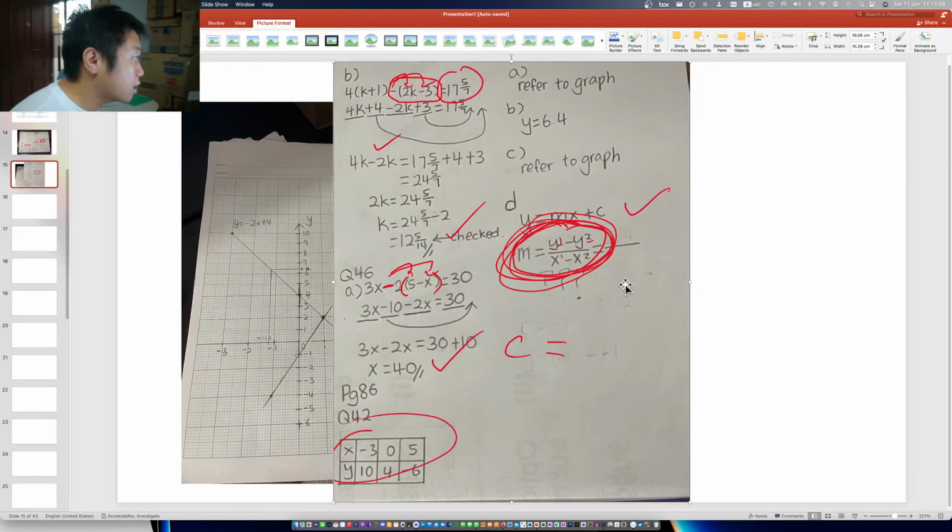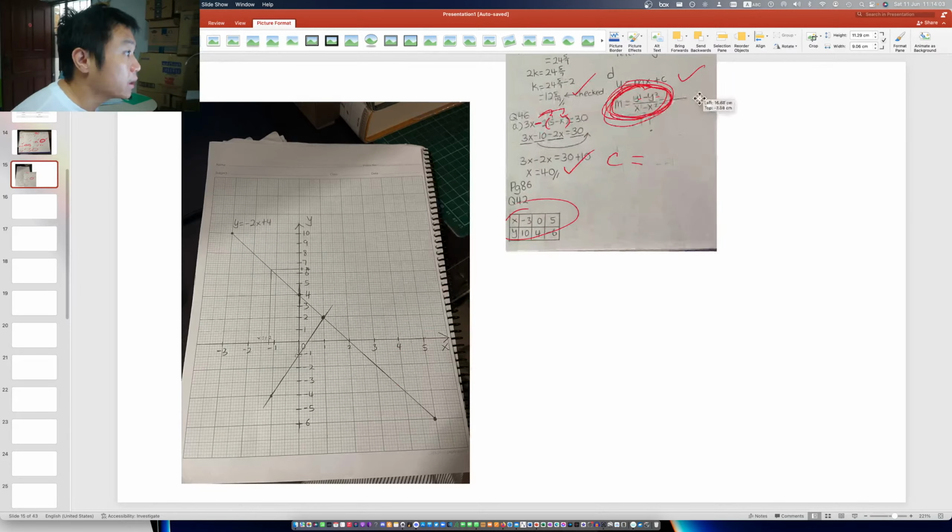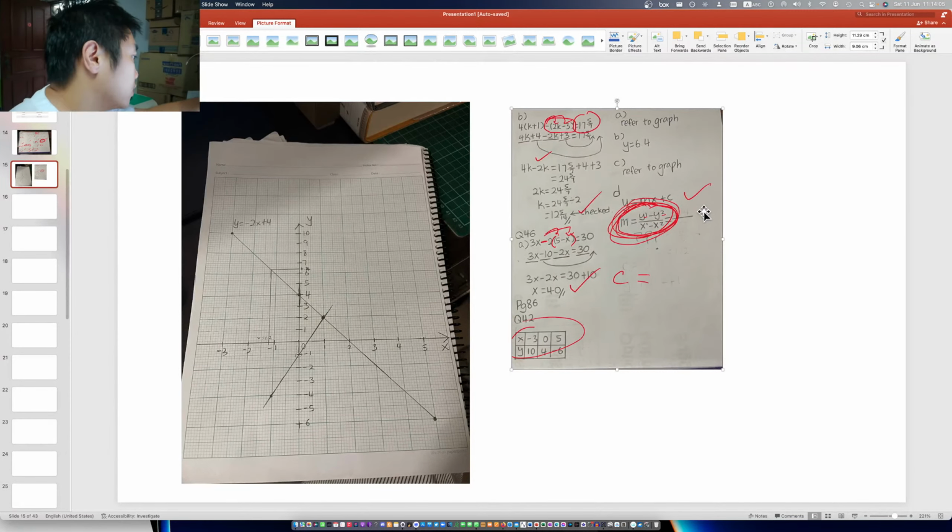Next time, the entire question of graph should be completed on a piece of graph paper. So all this A, B, C, D, you either put it at the side or behind, at the back.